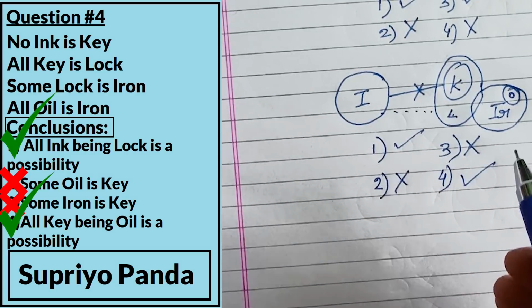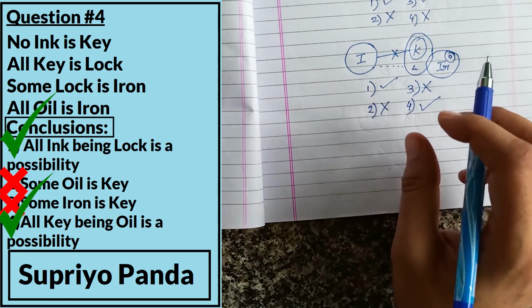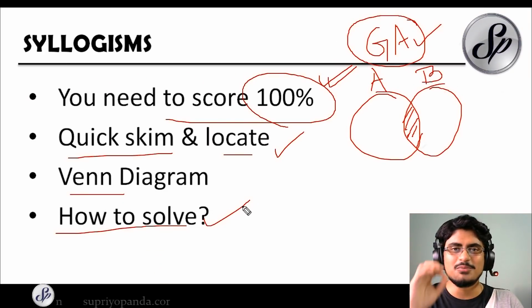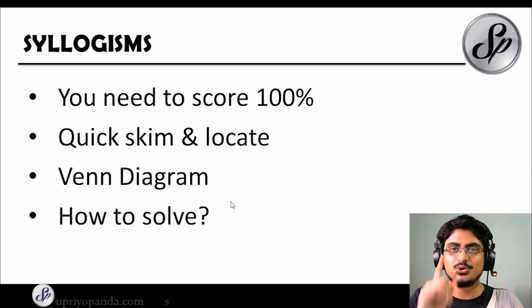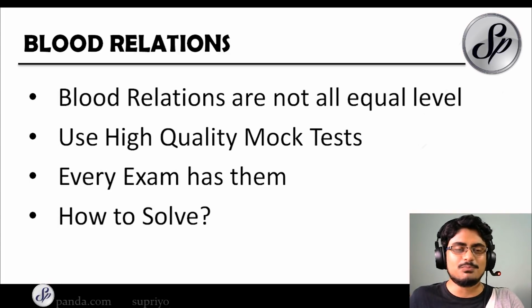So this is how you are solving the syllogisms questions in a very easy to understand pictorial Venn diagram. I hope that you understood properly how the syllogisms questions can be easily broken down, and I want you to get 100% in syllogisms. Target that. Now coming to blood relations.